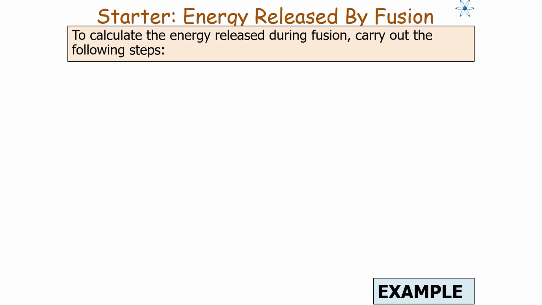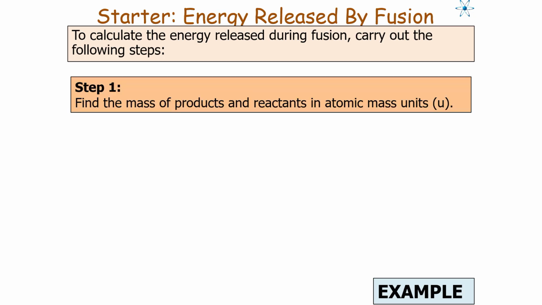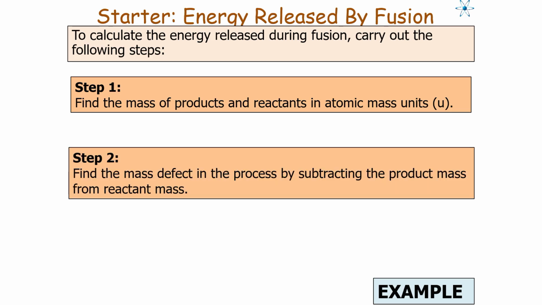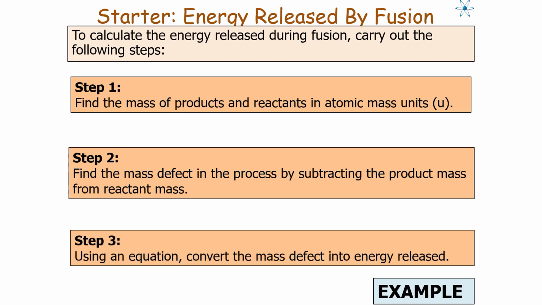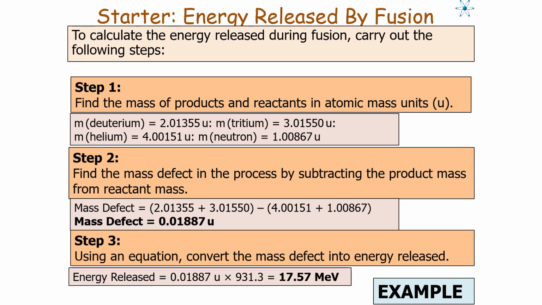Now, we should also be able to calculate the energy released during fusion by carrying out the following steps. The first step is to find the mass of the products and reactants in atomic mass units. The second step is then to find the mass defect in the process by subtracting the product mass from the reactant mass, and then finally step 3 is using an equation to convert the mass defect into the energy released. So if we put some numbers in, we can find the masses of the products and reactants in u, find the mass defect by subtracting the product mass from the reactant mass, then you can work out the energy in MeV by multiplying by 931.3 to get into MeV. You could then convert it into joules later if you want.